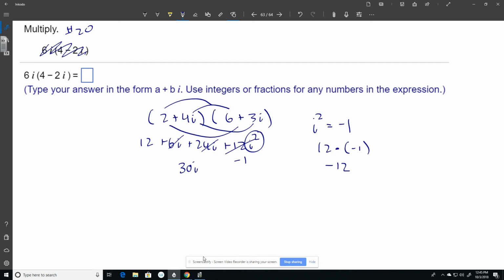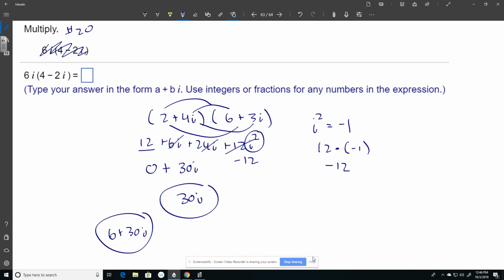So this is -12 and this is +12. 12 minus 12 is 0. So my answer is actually going to be 0 plus 30i, which is just 30i. Yours probably won't come out to be 0. You're going to have a number out in front on the test. You might have something like 6 plus 30i, something in that form. All right? Okay, good luck.